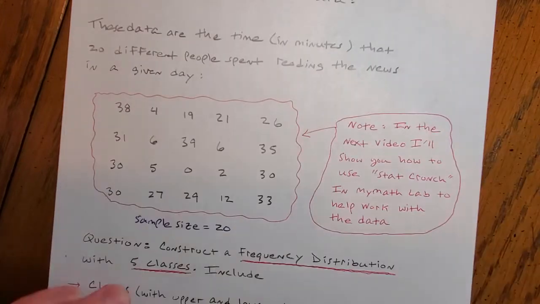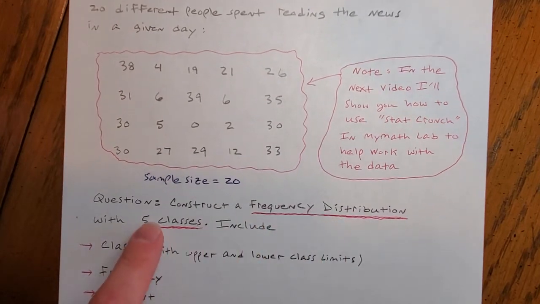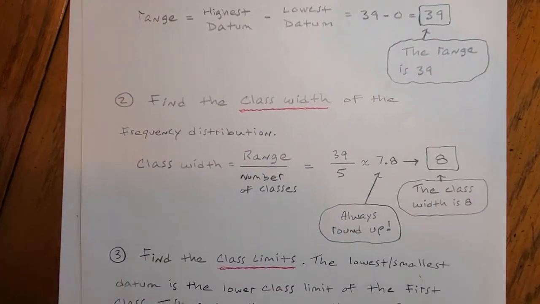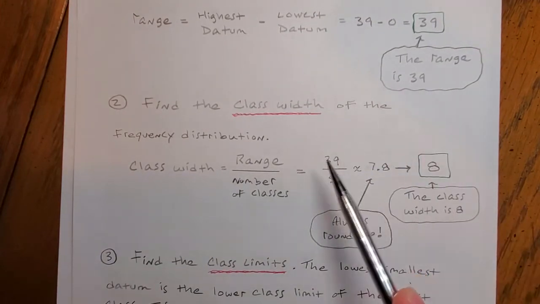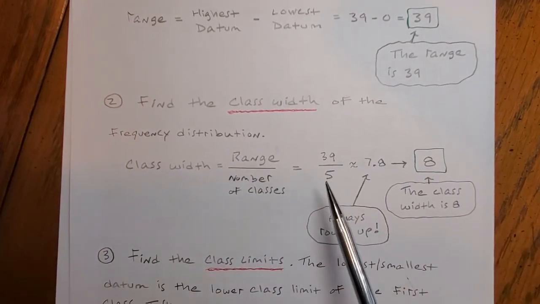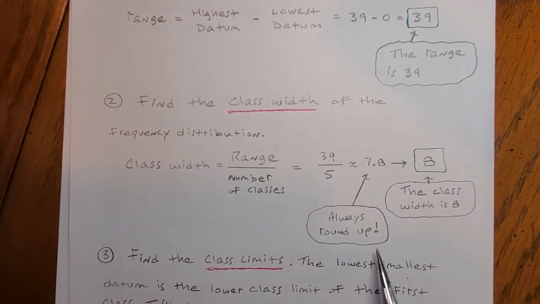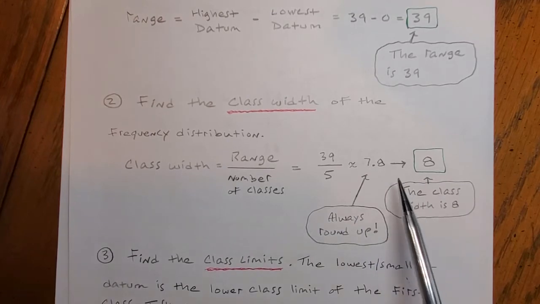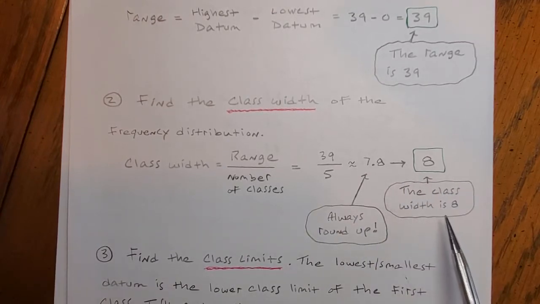Remember, the initial problem says, can you make a frequency distribution with 5 classes? So there are 5 classes. The range was determined to be 39. We're going to use 5 classes. If you divide those, you get 7.8. But we always round this number up. So 7.8 will become 8, and the class width is 8.